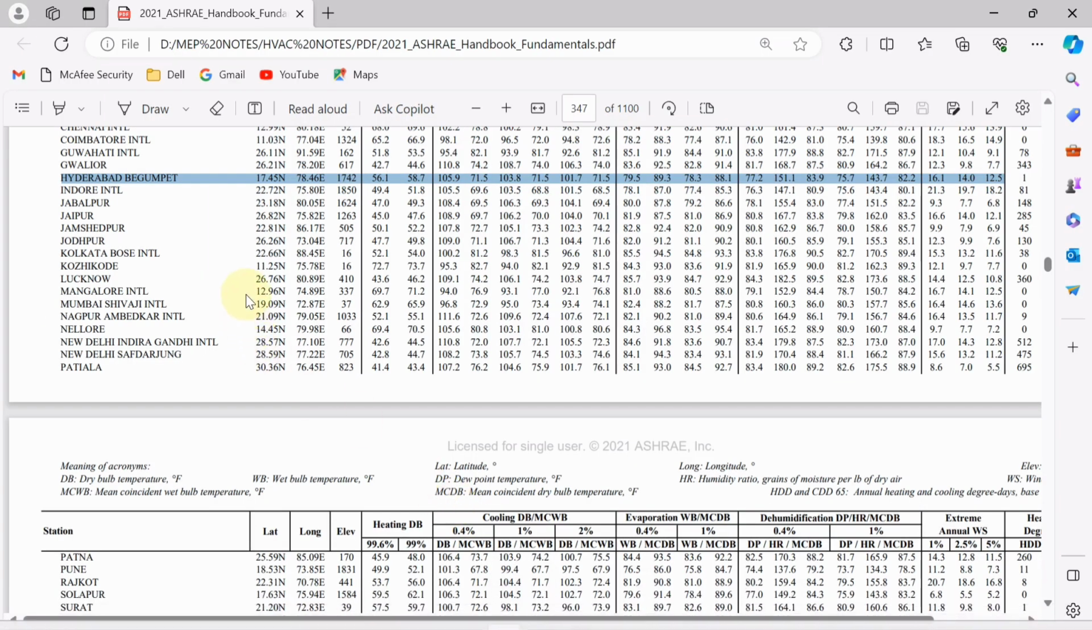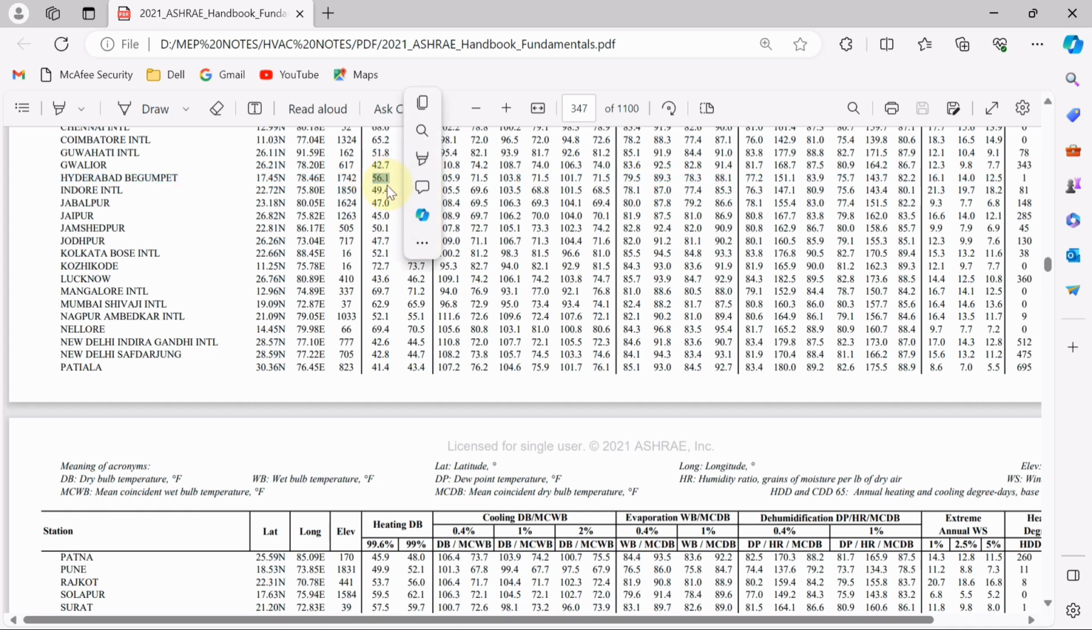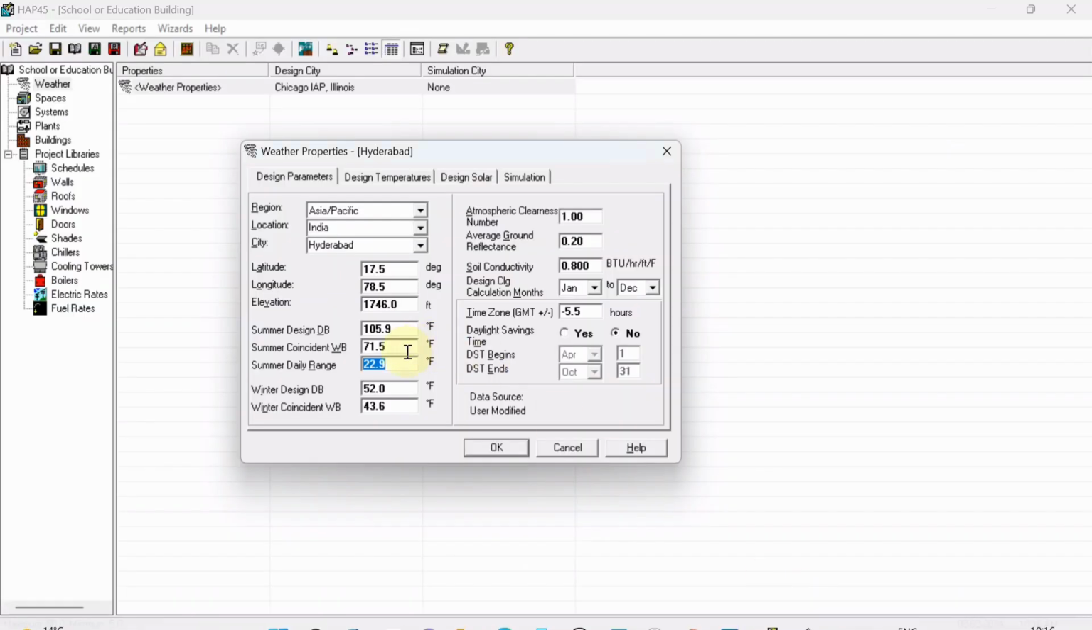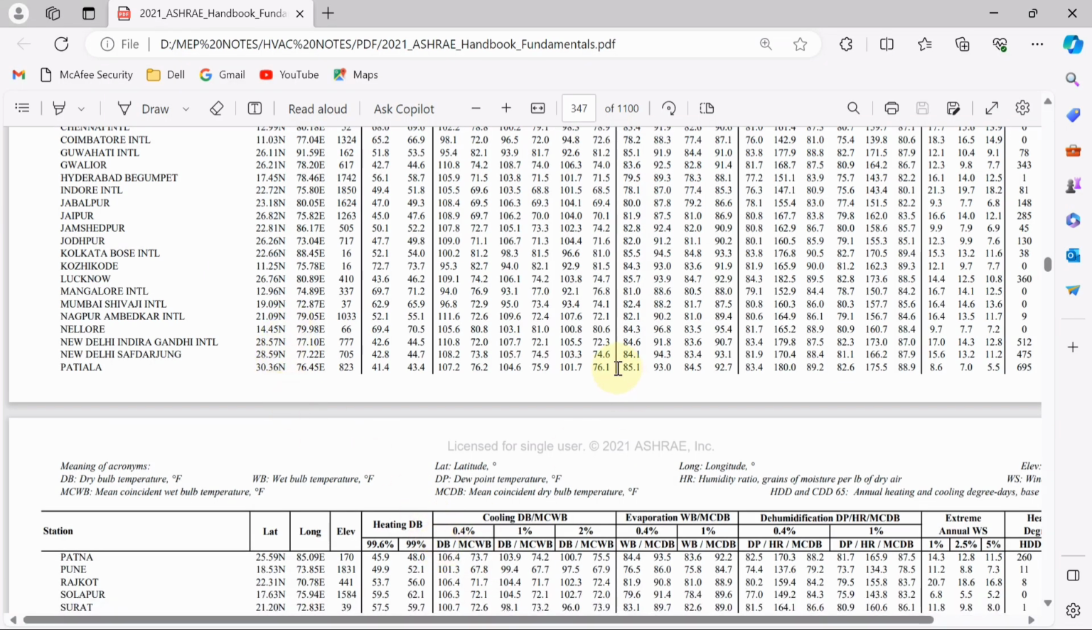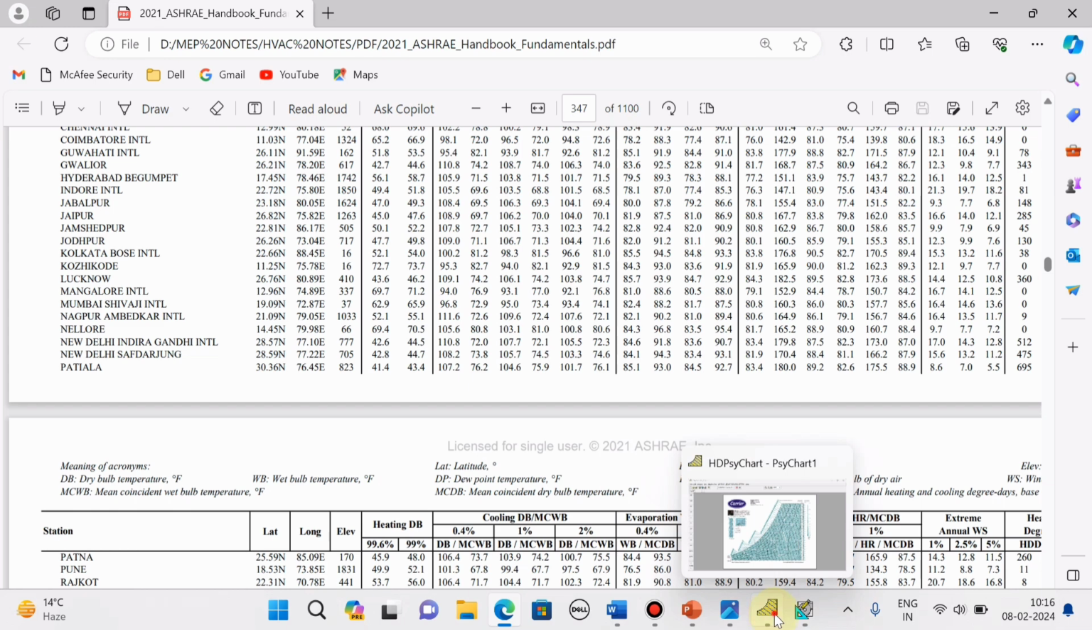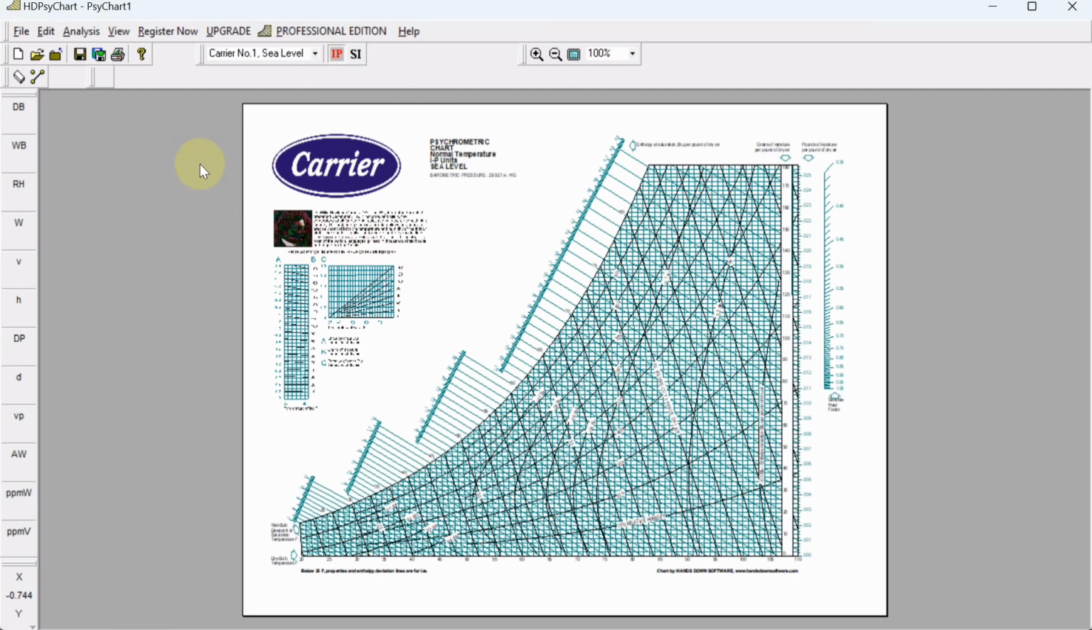Open your ASHRAE and you can see for Hyderabad heating dB. You have to select this one, heating dB. Dry bulb temperature is 56.1. In winter season we have to select 56.1, and write down 56.1 in the software. But winter coincident wet bulb temperature detail is not given here in ASHRAE 2021. So from where? From the Carrier psychrometric chart software.